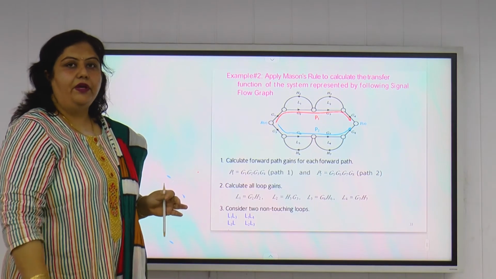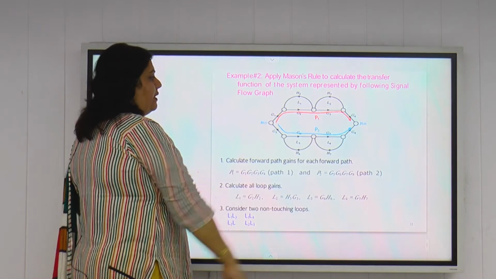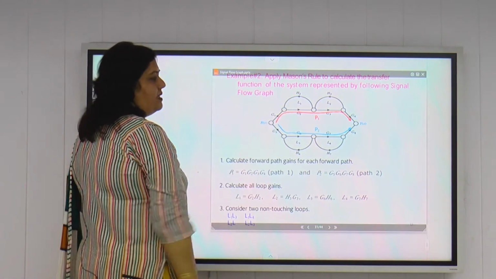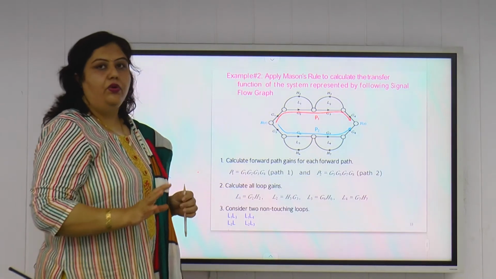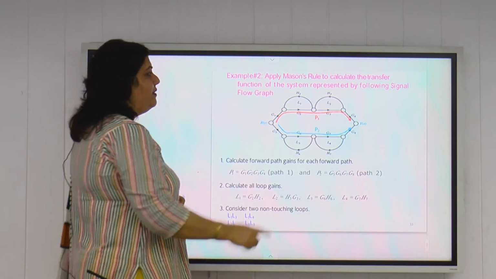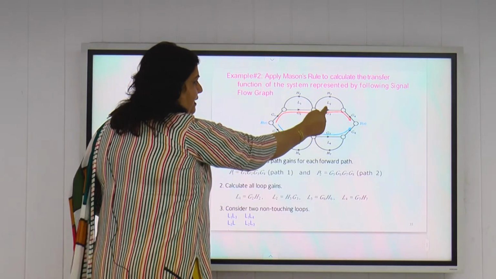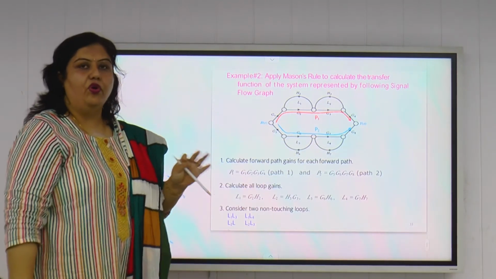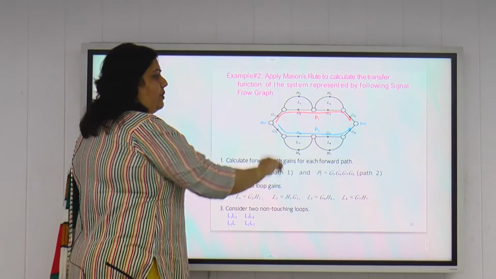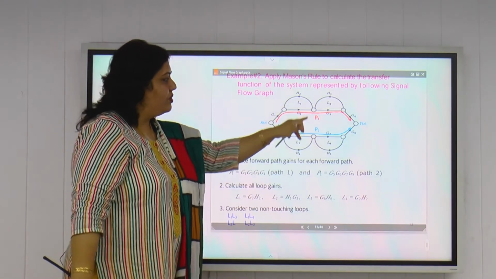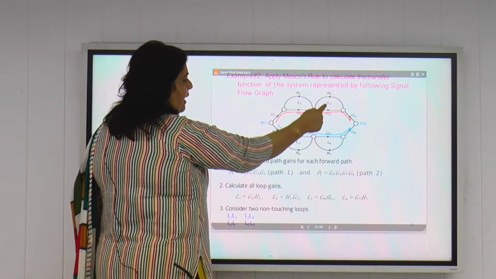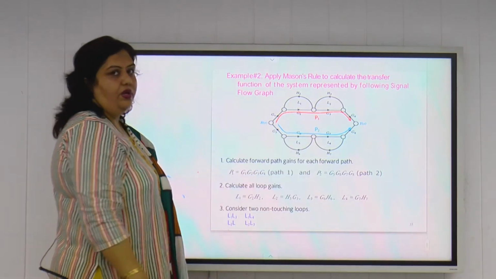Then we have to identify the pairs of non-touching loops. Out of these 4 loops, L1, L2, L3, L4, what are the non-touching loops? L1 and L3 are non-touching because they don't have any node or branch common with each other. Second pair is L1, L4, non-touching. Then L2, L3 is non-touching and L2 and L4 is non-touching. L1 and L2 are touching and L3, L4 are touching because they have nodes common. So there are 4 non-touching loop pairs: L1 L3, L1 L4, L2 L3 and L2 L4.